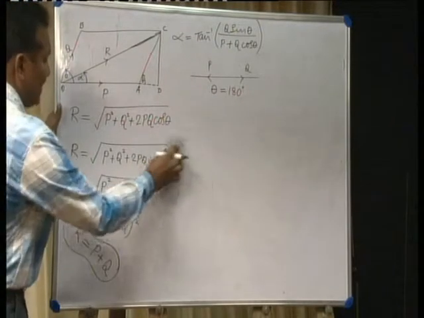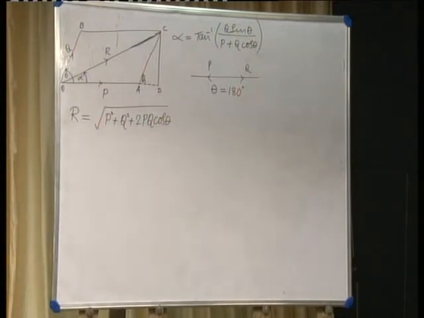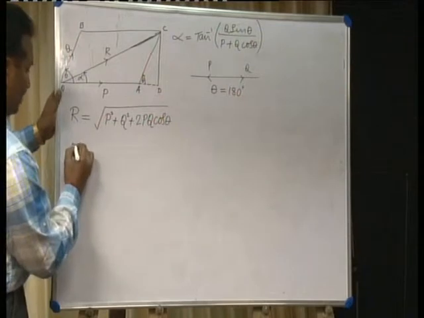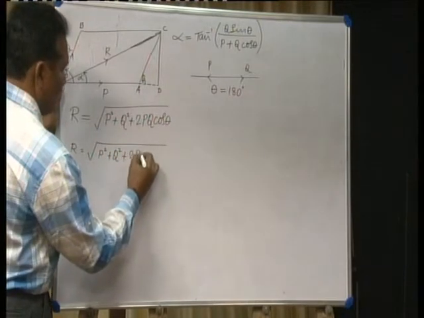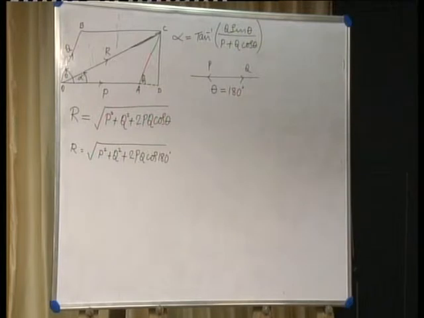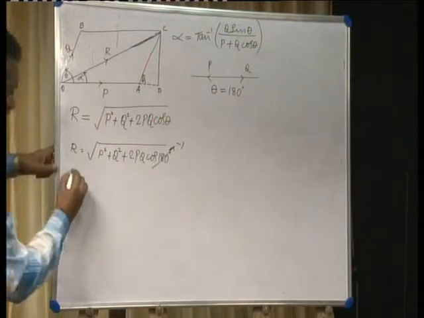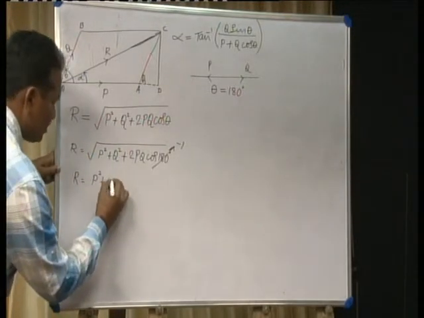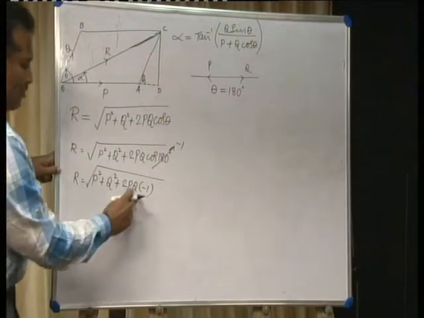To know what magnitude the resultant has and in which direction it acts, in both expressions, wherever theta is there, you have to put 180 degrees. So, R is equal to square root of P square plus Q square plus 2PQ cos 180 degrees. Cos 180 degrees, you come to know its numerical value by the allied angle concept. 180 can be rewritten as 90 plus 90, and cos of 90 plus theta is minus sine theta. So, minus 1 is the numerical value of cos 180 degrees. Therefore, R is equal to square root of P square plus Q square plus 2PQ into minus 1. Observe here, plus into minus becomes minus.